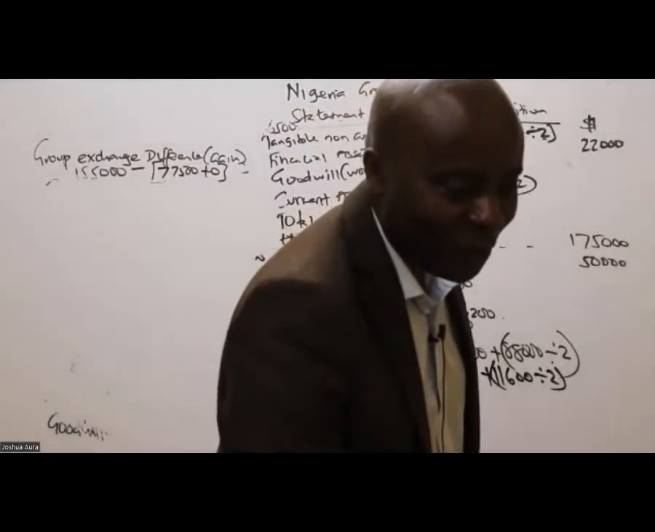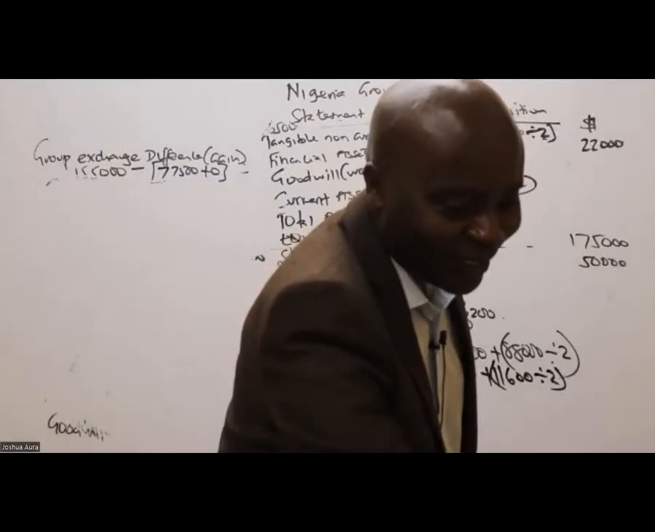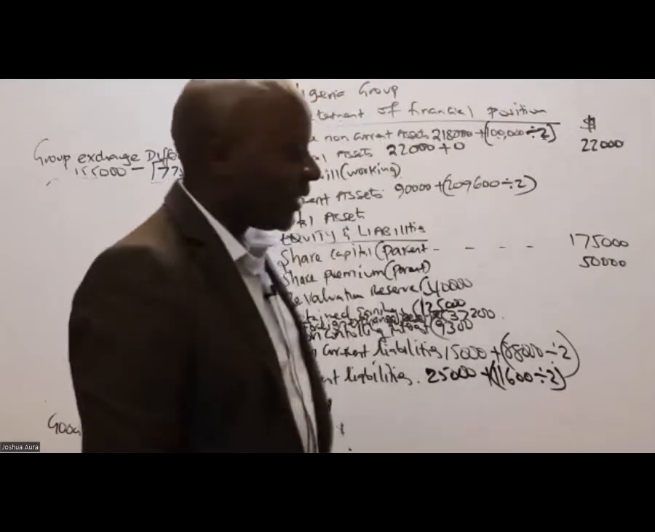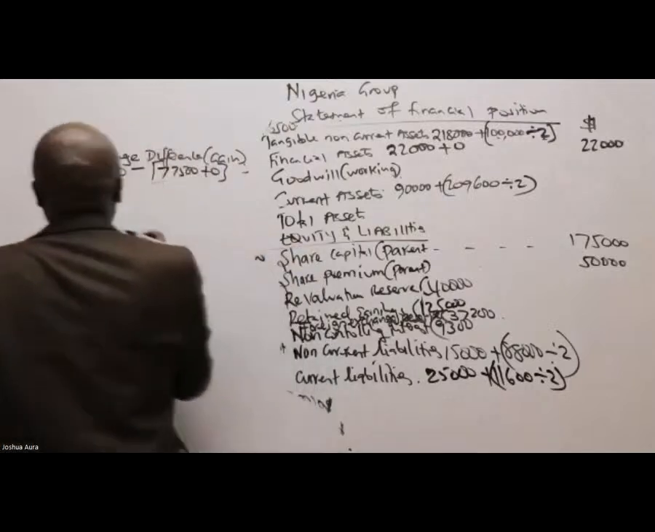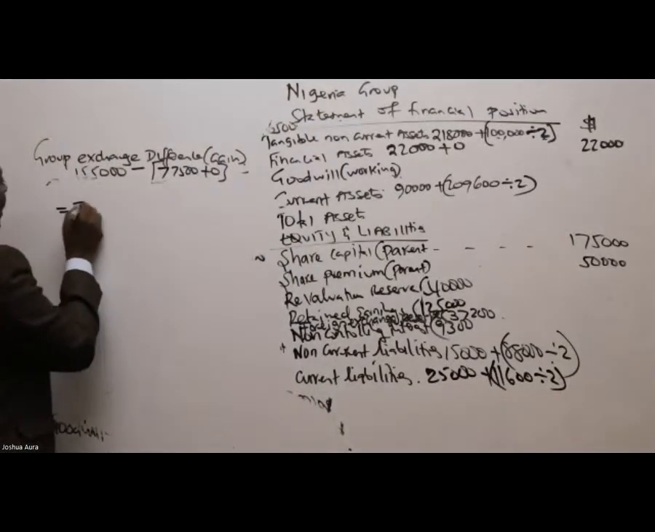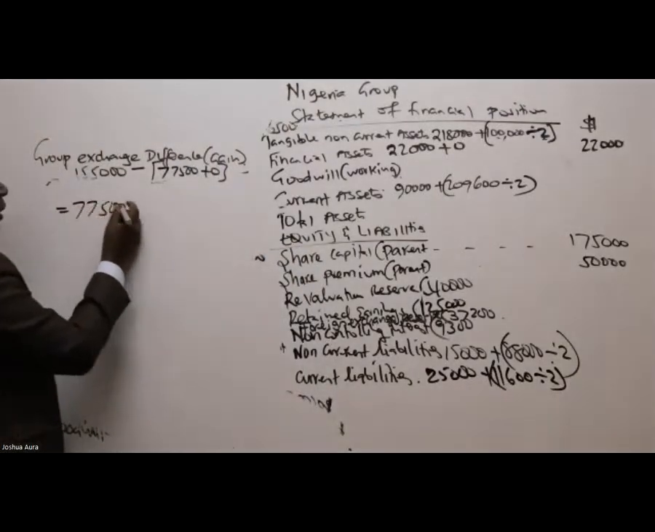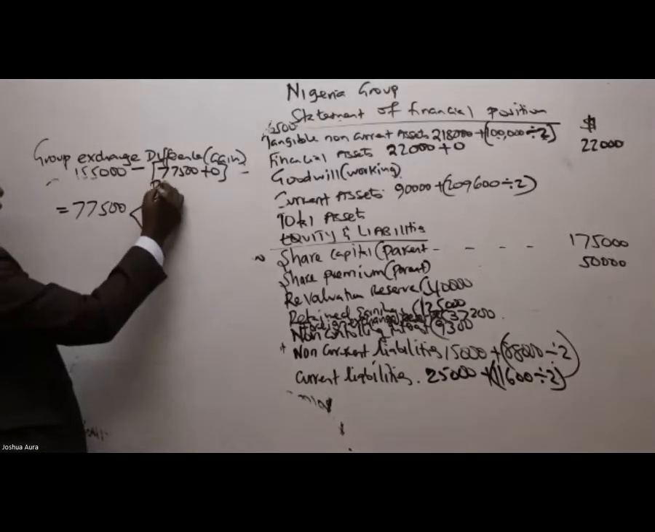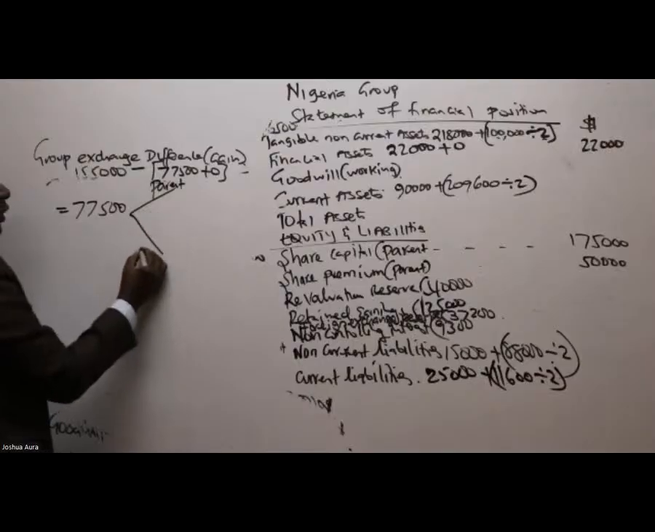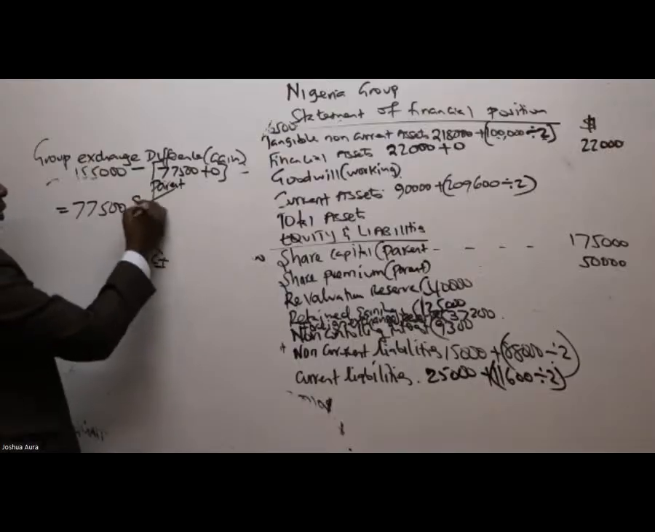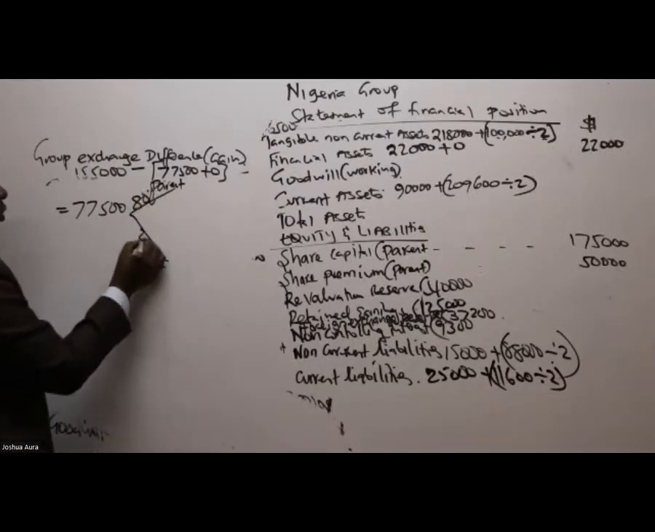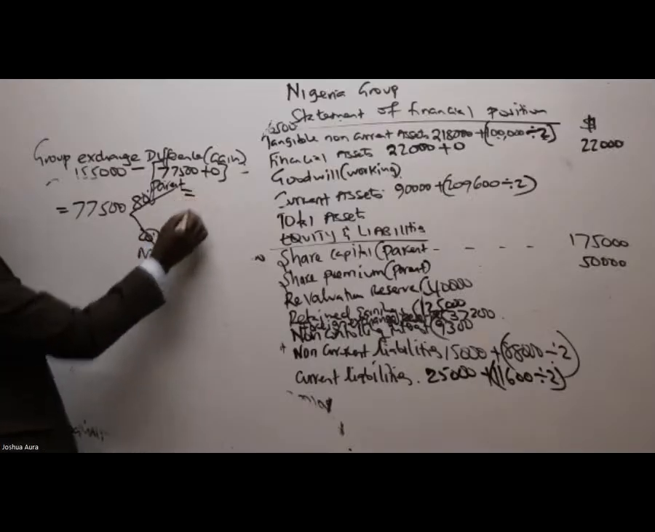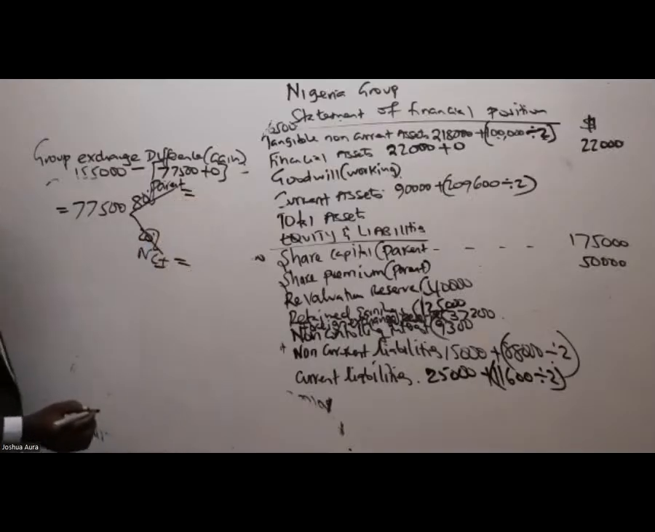Where are they getting 72 from? I don't know, I think they are correcting there. So they're telling me it is 77,500. Once I get this 77,500, please share it out between the parent and the NCI. Remember, this is 80% and this is 20%. Please give me the figures.